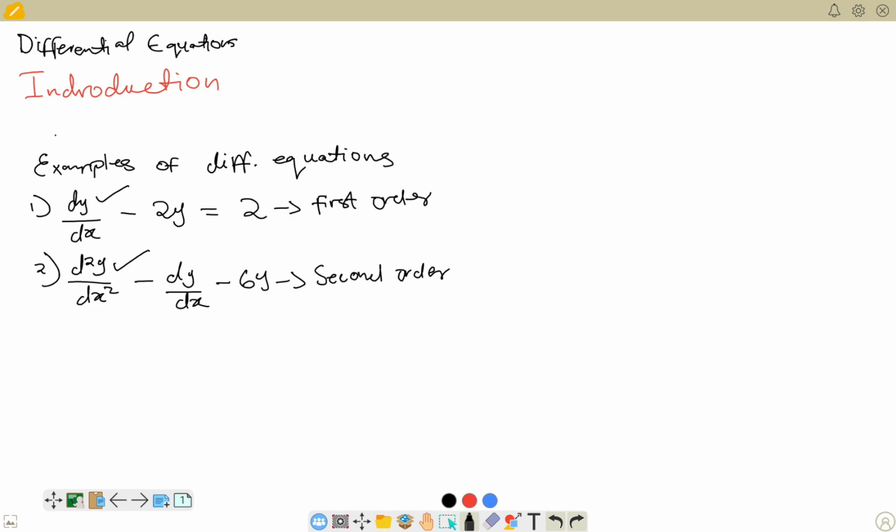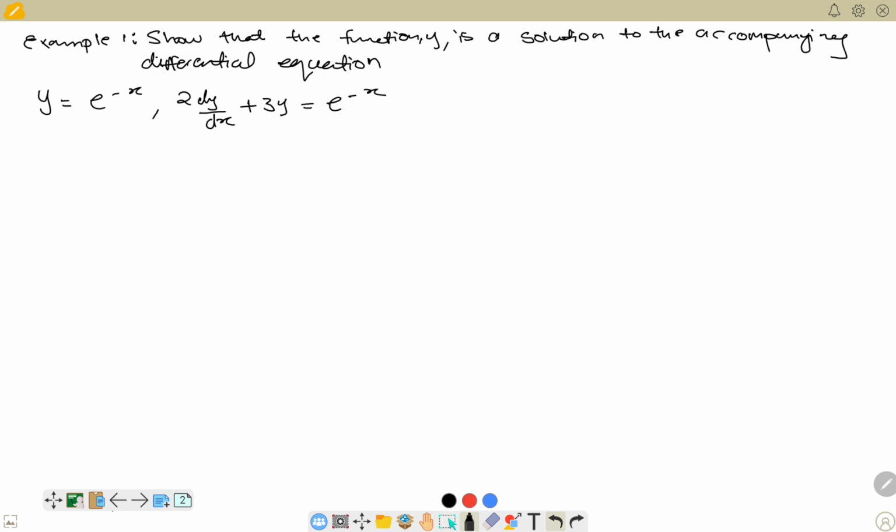So, okay, there is a lot of theory that is involved in differential equations. We don't want to spend so much time on that. So we are going to look at examples of how we can be given problems in these differential equations. So let's look at example number 1.